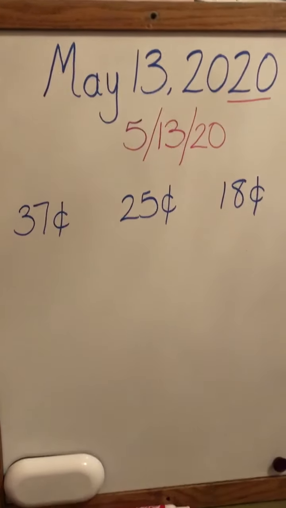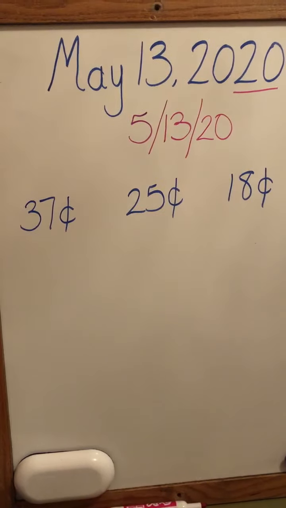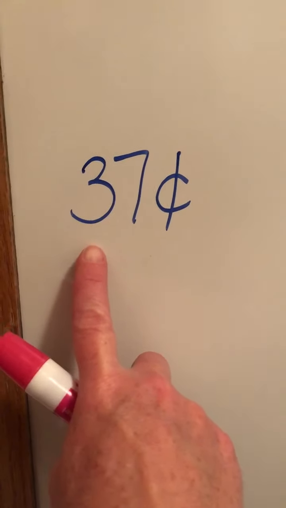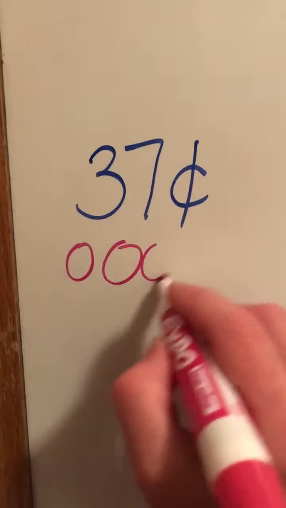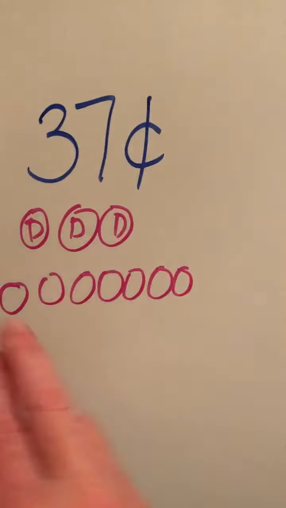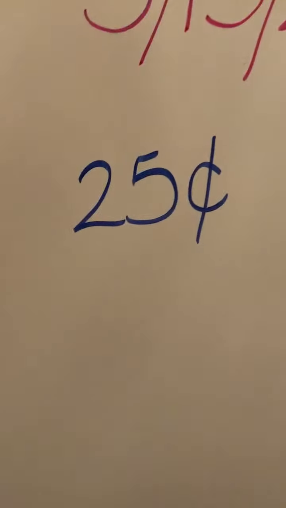Okay, 37 cents, 25 cents, and 18 cents. Let's look at 37 cents first. How many dimes and pennies do I have here? How many dimes? 3 dimes. And how many pennies? 7 pennies, right? The 7 is in the ones place. I'm not going to label the pennies because there are more of those. Good. 3 dimes and 7 pennies. Excellent. Let's go to this one.